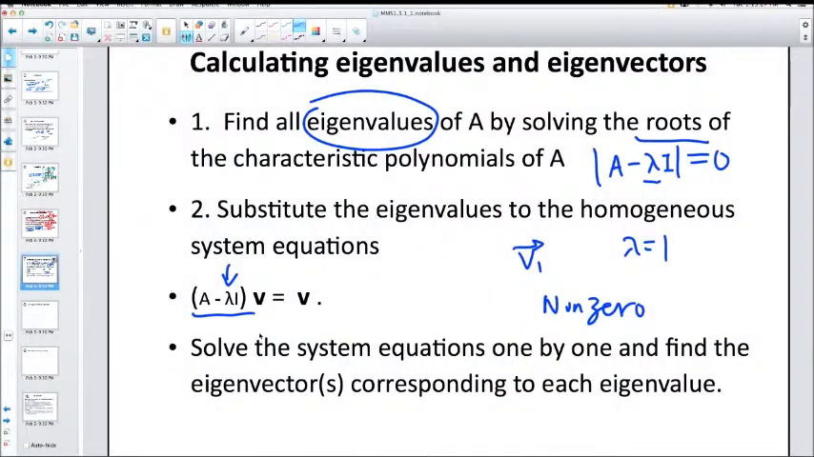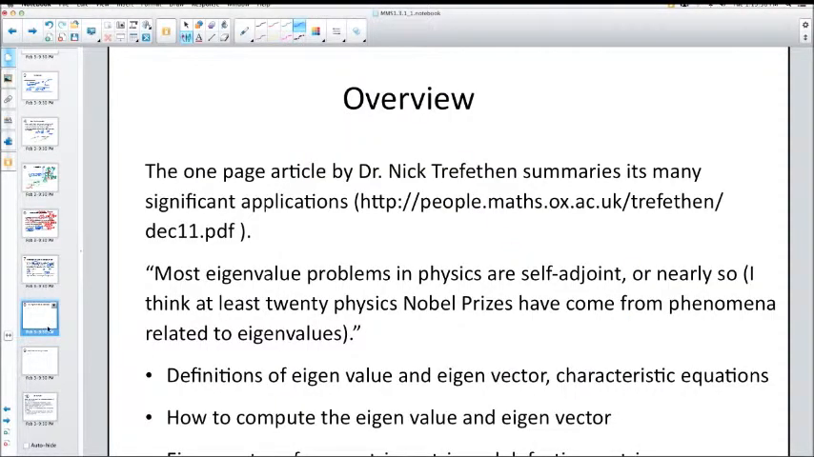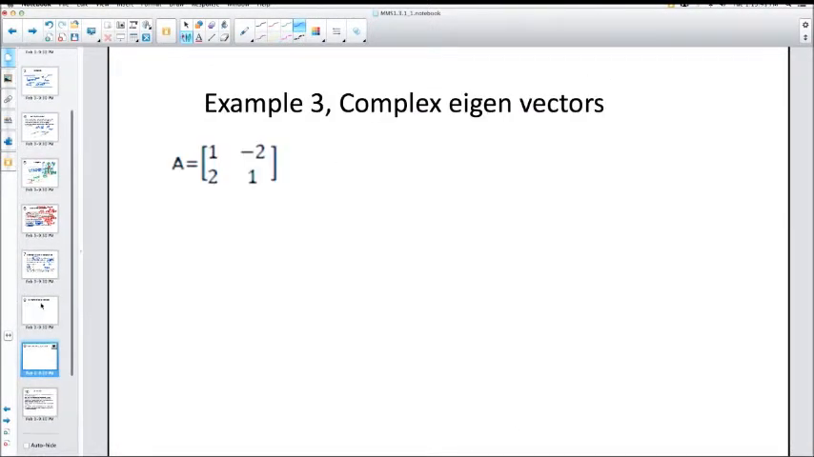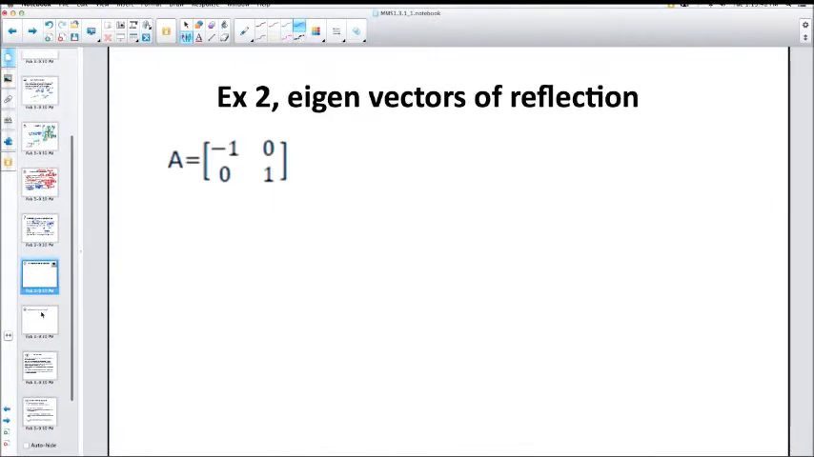And then you change to the next lambda, you do the same calculation, you're going to get another eigenvector. For the example I gave above, you get 2 of them. Let's look at the example above. Okay, here you go. For this mirror reflection, how are we going to find the eigenvalue and the eigenvector?